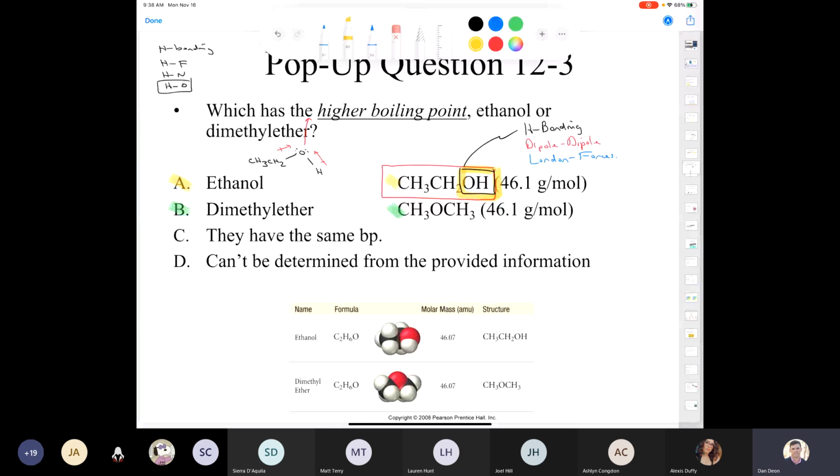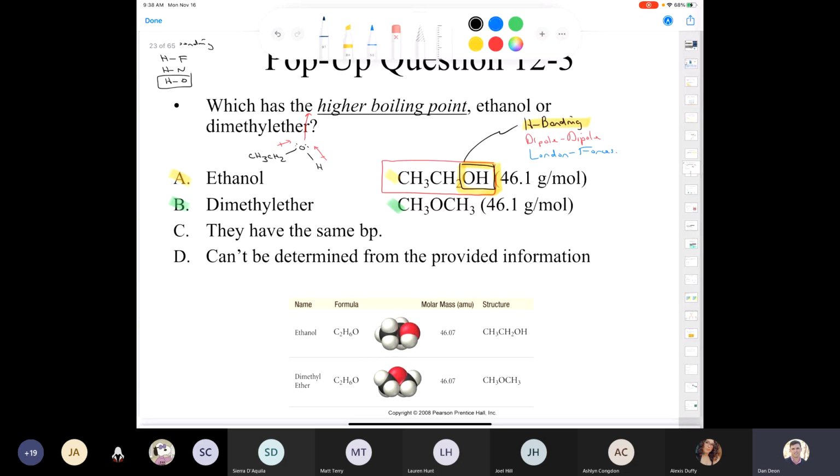What's the king of the castle? Hydrogen bonding is the strongest out of all 3 of these. If I look at the structure of dimethyl ether, is there any hydrogen bonding present in dimethyl ether? What do you think? No, absolutely not. There is no hydrogen bonding. So there's no hydrogen bonding.